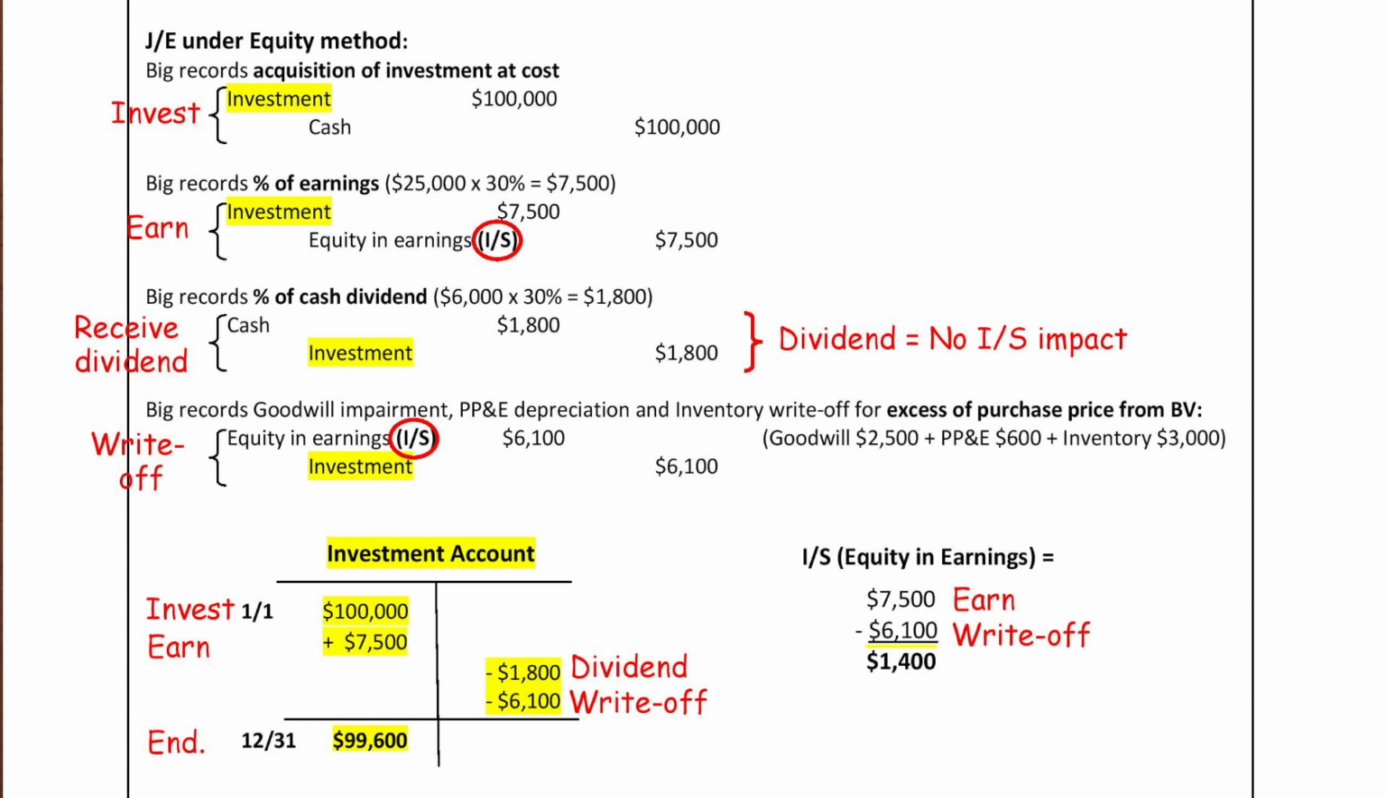Looking at the income statement, equity in earnings. Earnings were $7,500 when the investee made money, and there was a write-off of $6,100. So the net impact on the income statement, equity in earnings, is $1,400.